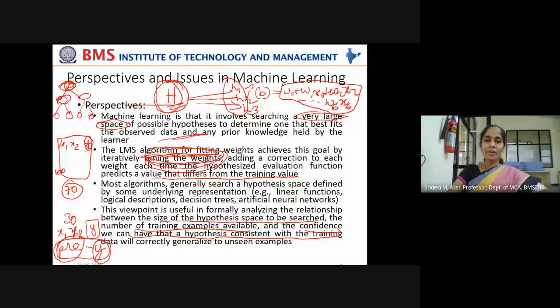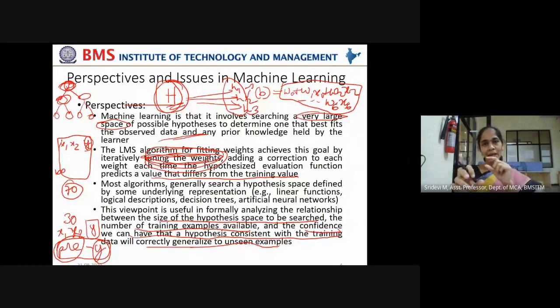Got it? So the confidence we can have that a hypothesis is consistent with the training data will correctly generalize to unseen examples. So it will also make predictions about unseen examples. We have trained a machine on 1 million data points and we are giving it a new data point.